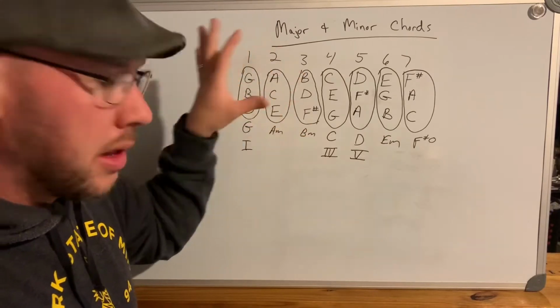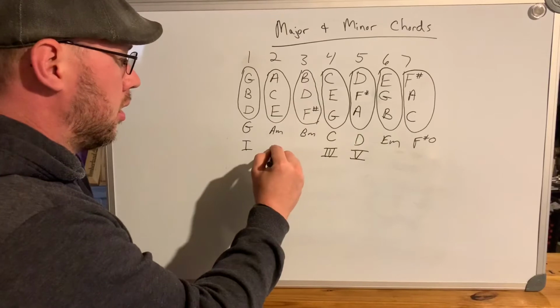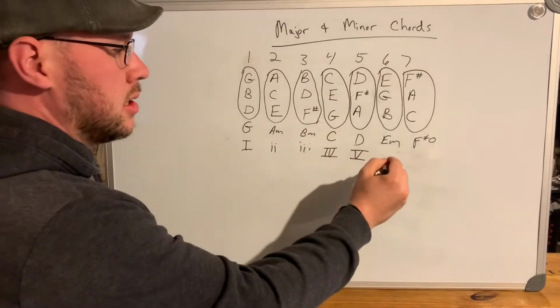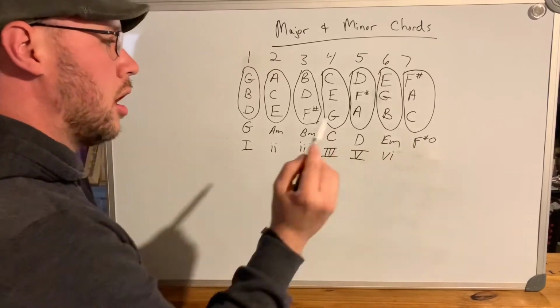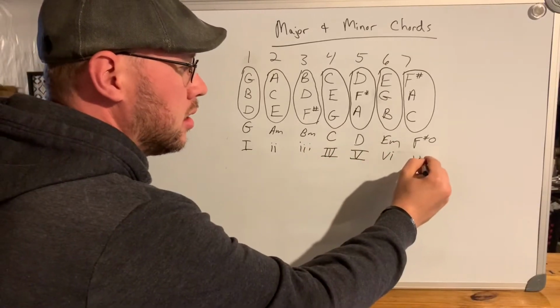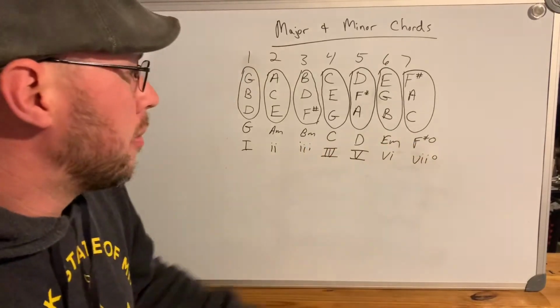The 2 in a major scale. This is G major. The 2, 3, and the 6 are minor chords, and the 7th is a minor with that little circle, which means diminished. So the 7th is a diminished chord.